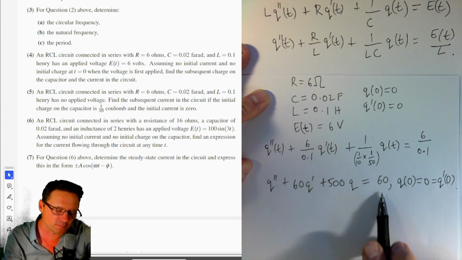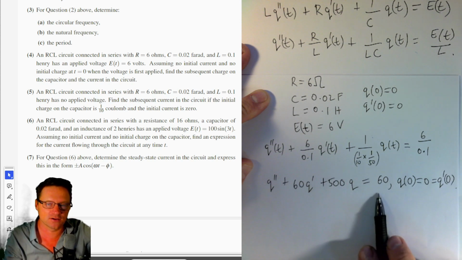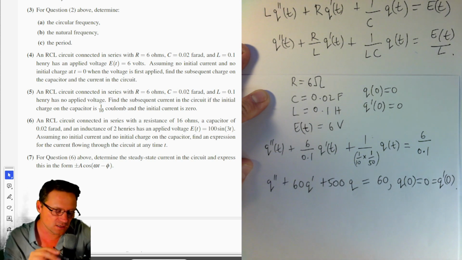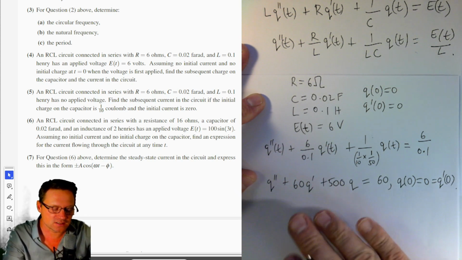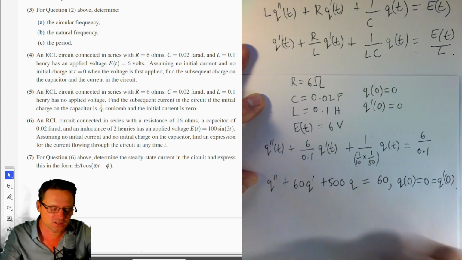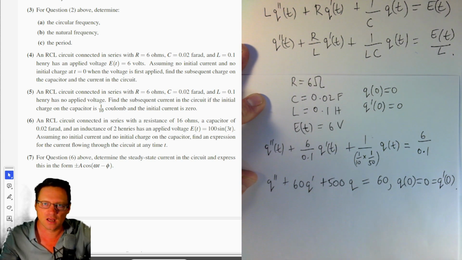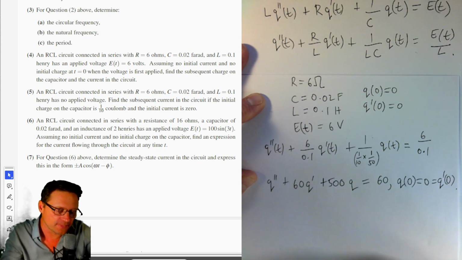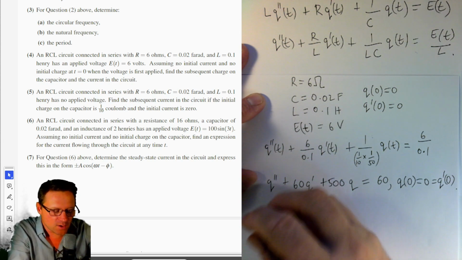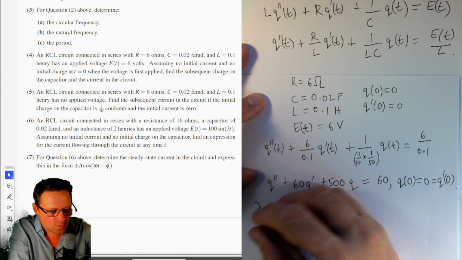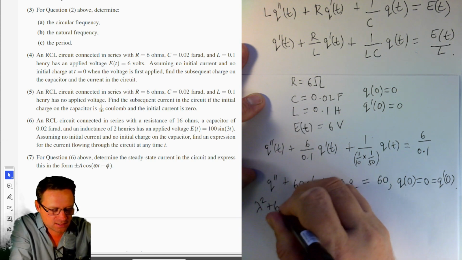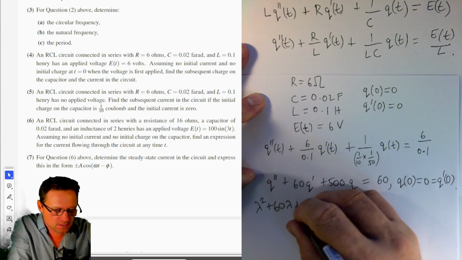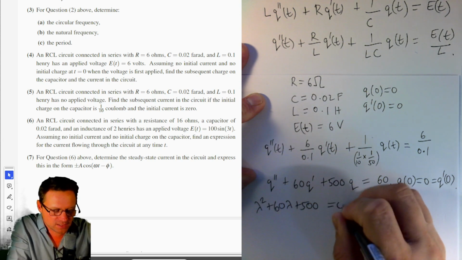Okay, so let's begin to solve this. So we've got something on the right-hand side, not just 0. So this is not homogeneous. It's second-order linear, though. And so the general solution is the homogeneous solution, or the solution to when we have 0 on the right-hand side, plus a particular solution. Okay, so let's go ahead and write down our characteristic equation for the homogeneous solution. So lambda squared plus 60 lambda plus 500 equals 0.